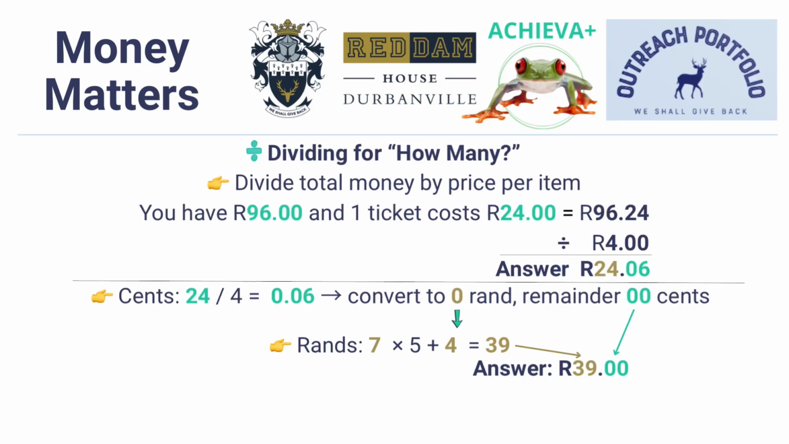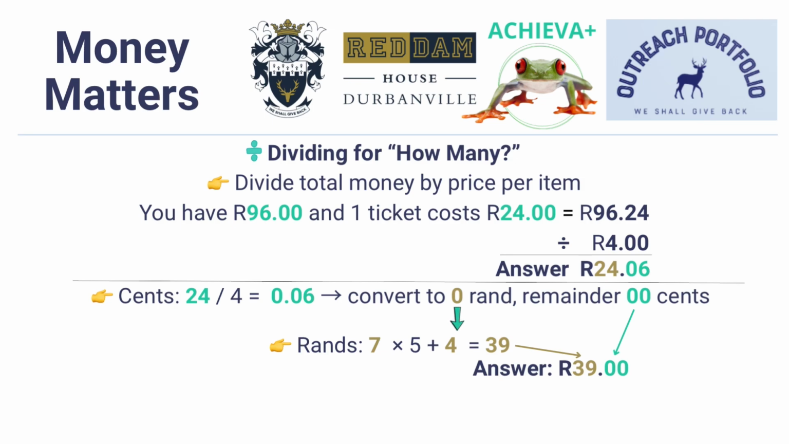Now let's divide for how many. Divide the total money by the price per item. You have 96 rand and one ticket costs 4 rand. So you write 96.00 divided by 4.00. The answer is 24 tickets.